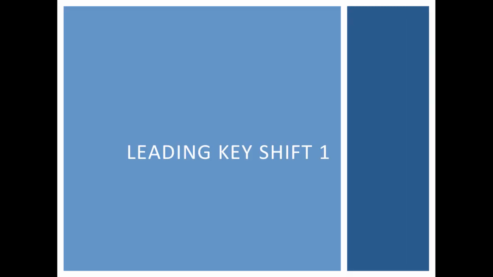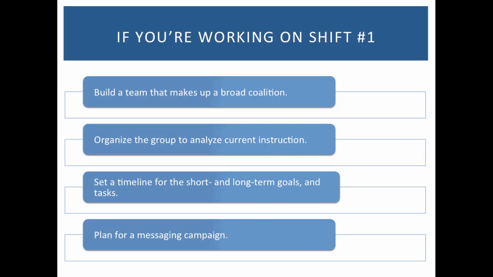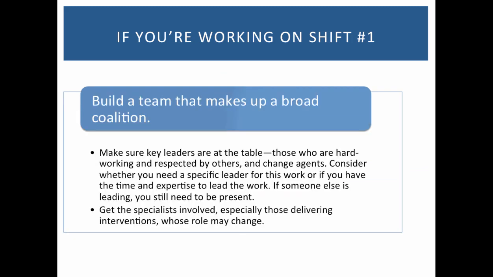So how do we begin leading Key Shift 1, which is the primary focus of today's webinar? Well, first, we need to build a team that makes up a broad coalition. So what do we mean when we say to build a team that makes up a broad coalition? Well, first, we mean that all of the key stakeholders are at the table, and that all of these individuals are viewed as hardworking and respected by others in the school community and can serve as change agents. If you elect to have someone else lead this process, we suggest that leaders still be present to show their support for the work. We also advise that specialists are involved from the very beginning of implementing Key Shift 1.